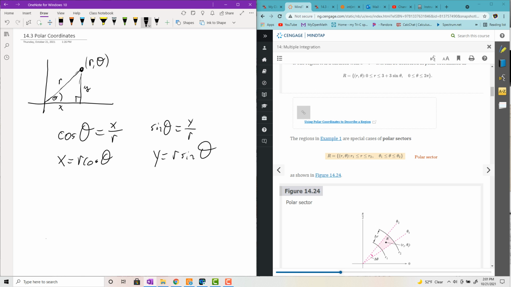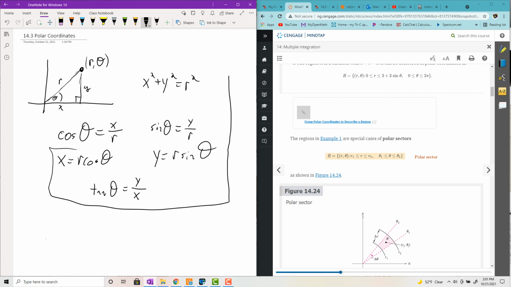Then some other conversion formulas you might need, from the Pythagorean theorem: x squared plus y squared is equal to r squared. And also, tan of theta is equal to opposite over adjacent. So it's basically these three formulas plus this one formula that we need to do all of our coordinate conversions.